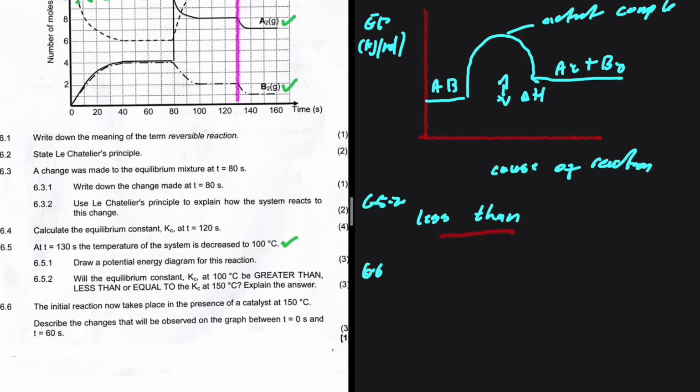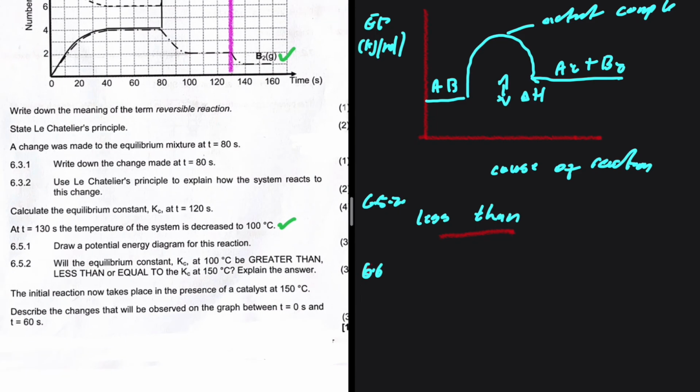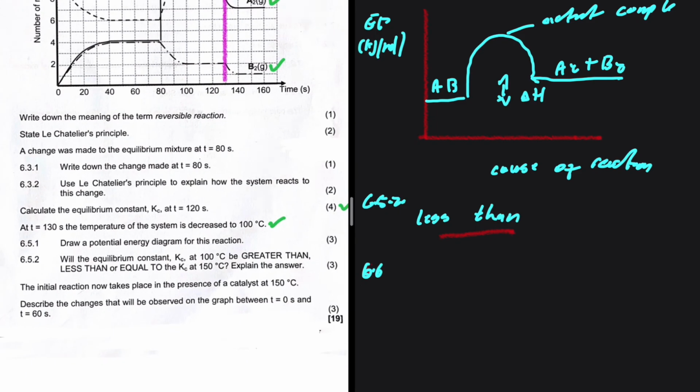6.6. Let's take a look at this one. The initial reaction now takes place in the presence of a catalyst at 150 degrees Celsius. Describe the changes that will be observed on the graph between t equals 0 and t equals 60. So let me know in the comments, how did you answer 6.6?